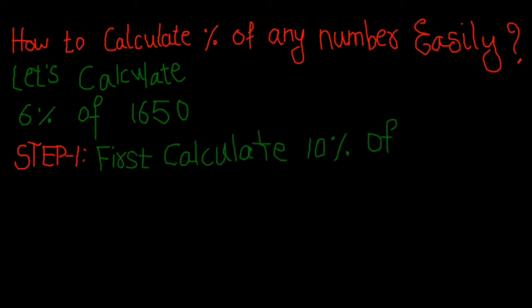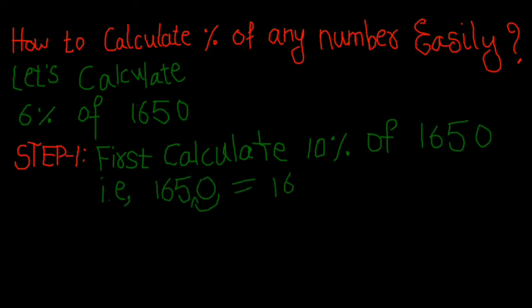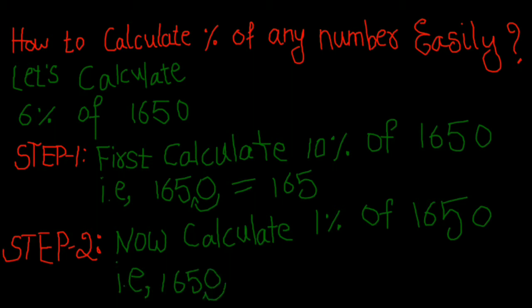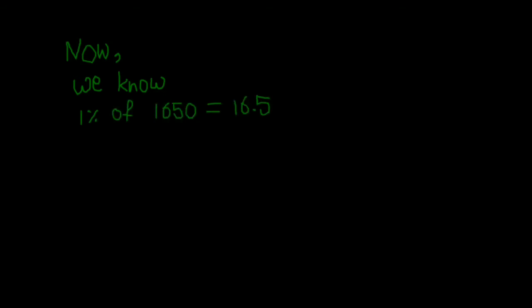Step 1. You first calculate 10% of 1650, that is 165. In second step, you calculate 1% of 1650, that is 16.5. Now we already calculated 1% of 1650, that is 16.5. Therefore 6% of 1650 will be 6 times the 1% of 1650, that is 99.